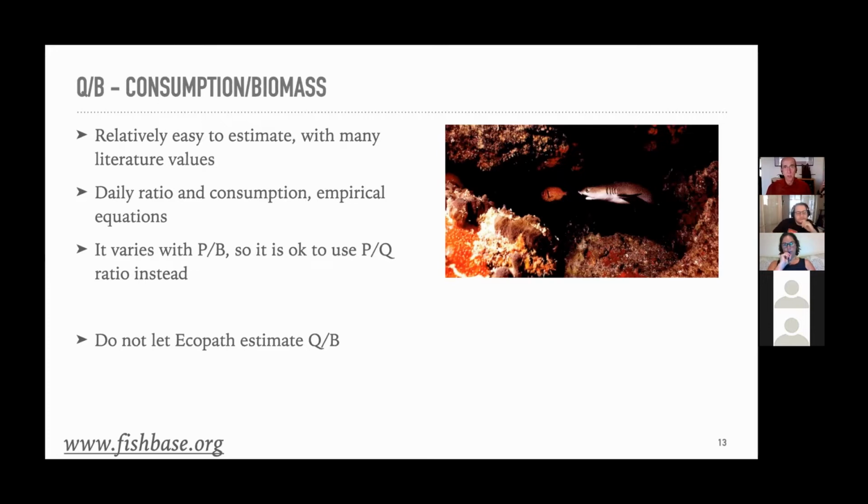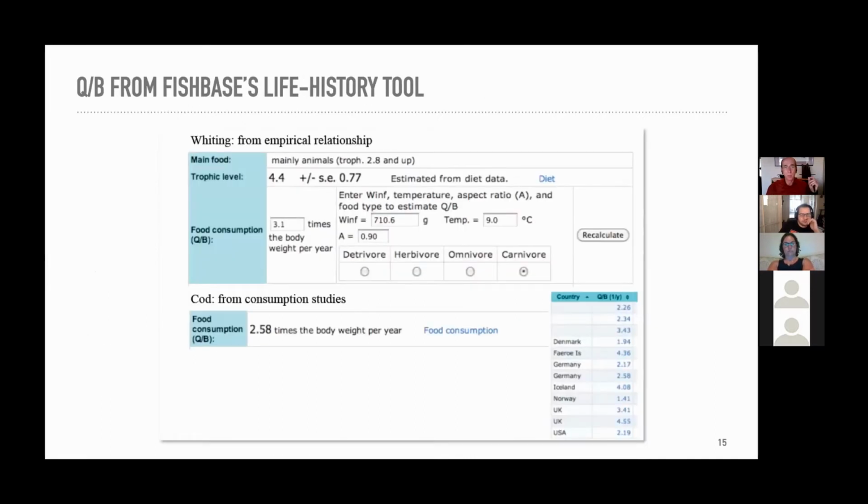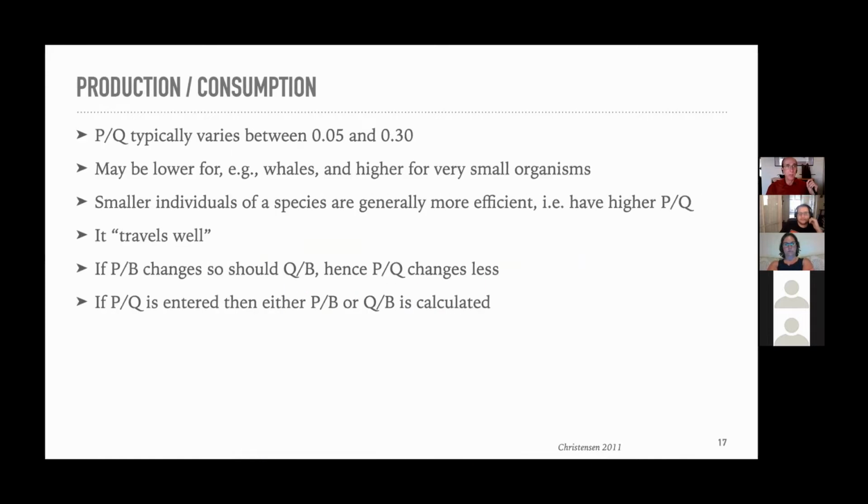Just to say, don't throw away a shot like that. You have better ways of getting it, including from the tail story of Dan and Deng Palomares. She did her dissertation on this actually. So that's next week. Empirical relationships are good, and for invertebrates you can get estimates from there.